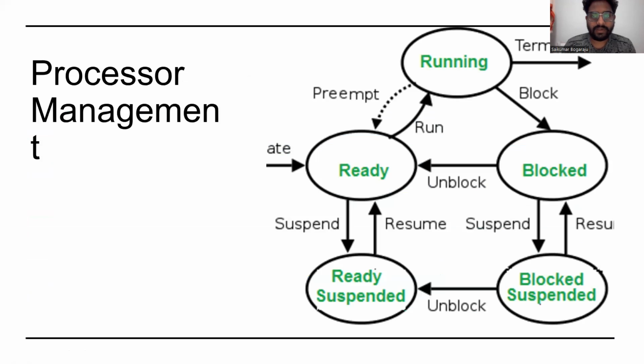Now let's see about processor management. Here, first a process comes to the ready state and moves from the ready state to the running state. Once it moves to the running state, if the process runs completely, it can terminate, or it can wait. It moves to the blocked state if it is not completed or is waiting for some other process to complete. Once a process is in the blocked state, it can go again to the running state, or it can go to the blocked suspended state.